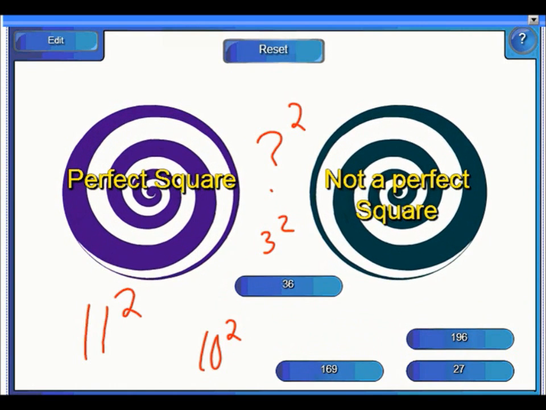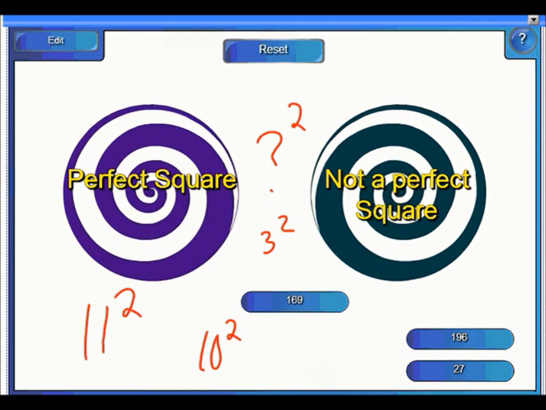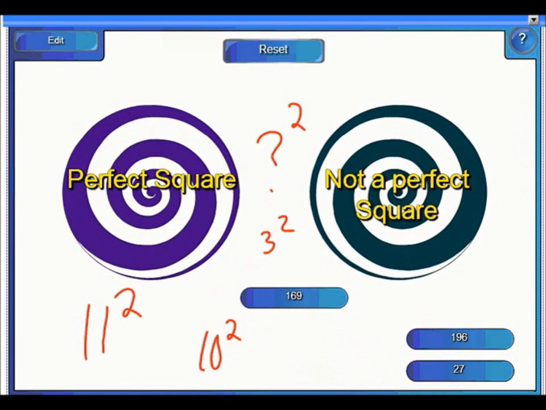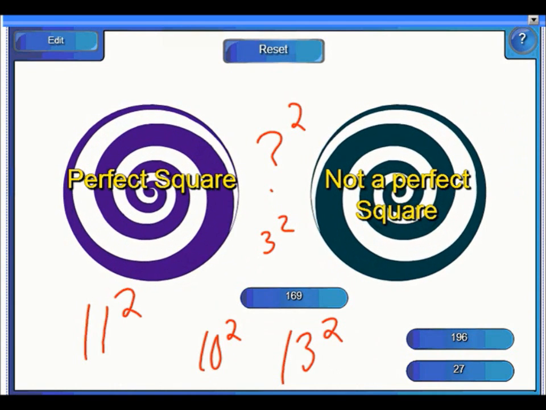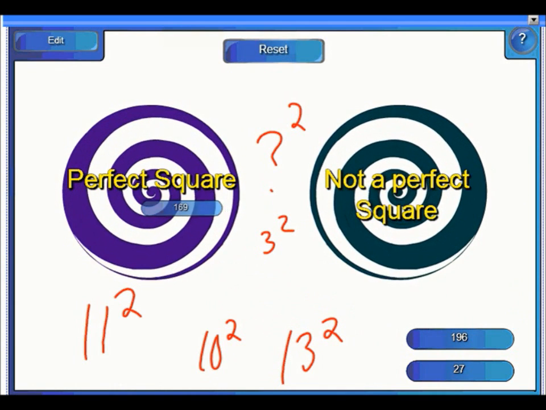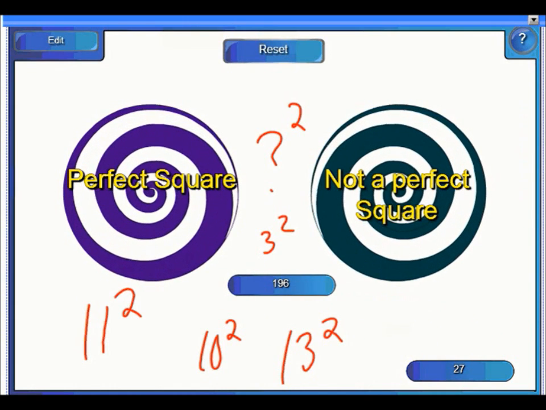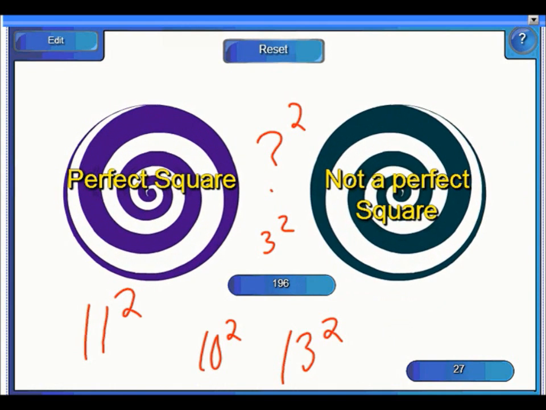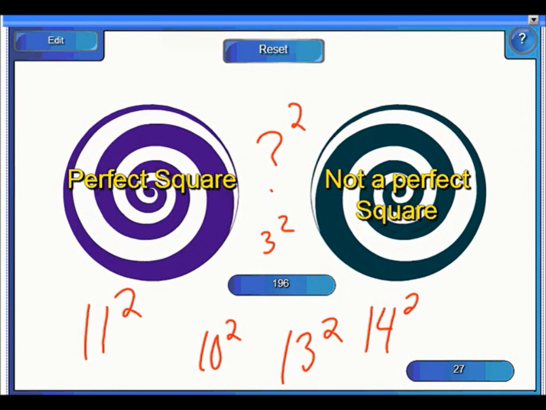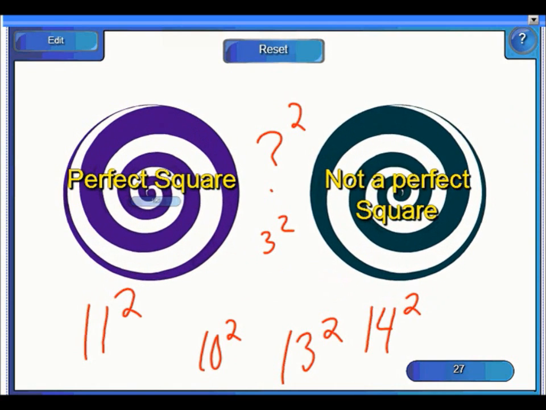Here's an easy one, 36. 6 times 6 is 36, so that's a perfect square. Another tricky one, 169. Well, 13 squared. 13 times 13 is 169, so that is a perfect square. 196, that's really tricky. But there is a number times itself that will give you 196, and that's 14 squared. So 196 is a perfect square.